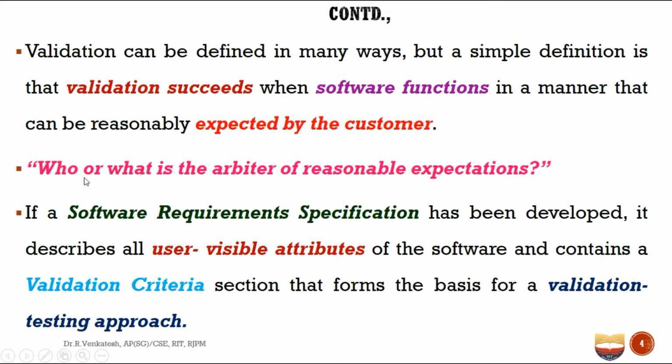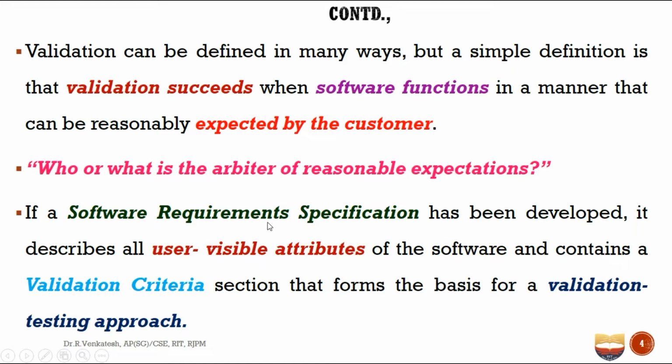Who or what is the arbiter of reasonable expectation? First of all, what do we mean by user expectations? The user expectations are normally defined in the software requirement document. We have already learned about the software requirement document in Unit 2. In the requirement document, all the user expectations and user requirements must be stated.